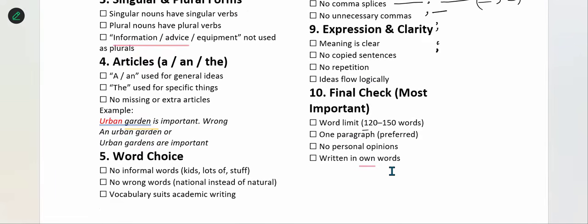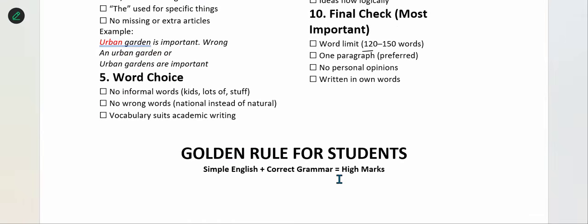But 120 is too low a number. It should be like 140, that is okay. Even 136, 138 is okay. Not a big issue, but it should not exceed 150 words. So one paragraph preferred, no personal opinion, written in your own words. So the last one: simple English plus correct grammar gives high marks.